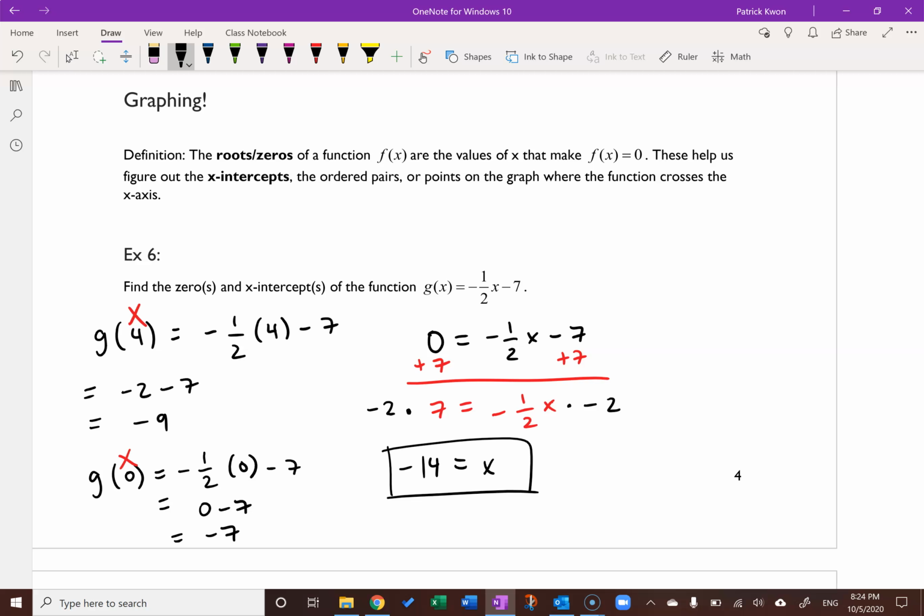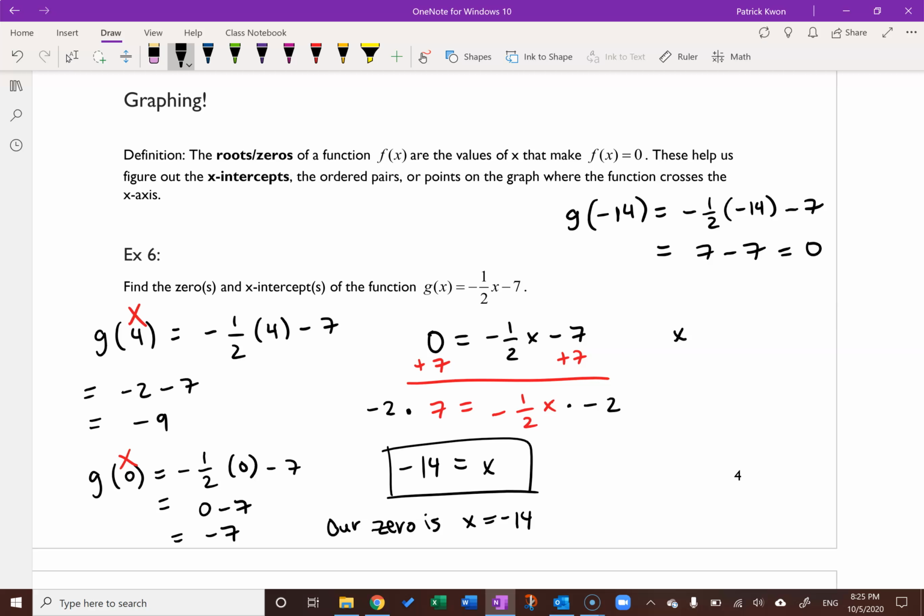So if you wanted to write that in a sentence, you could say our 0 is x equals -14. And just to make sure that it's in fact the case, let's plug it in and see what happens. So if I plug in -14 into my vending machine, or into my function, then I get -1/2 times -14 minus 7. -1/2 times -14 is +7, minus 7. And look, it checks out because we get 0.